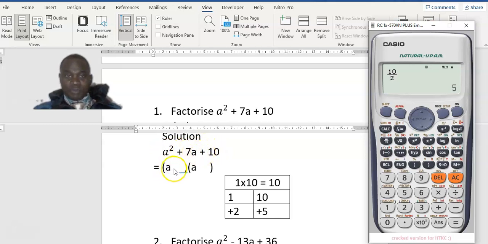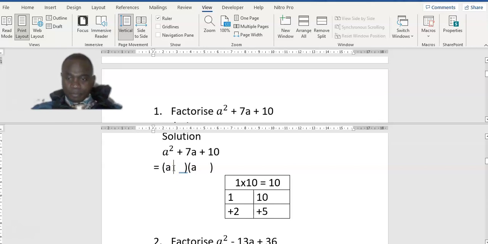Okay, so I'm going to put plus 2 here. So this is my plus 2. Then I'm going to put plus 5 at this side. So plus 5. Now I've gotten my factors. I'm done with the first one. Let's do the next example.